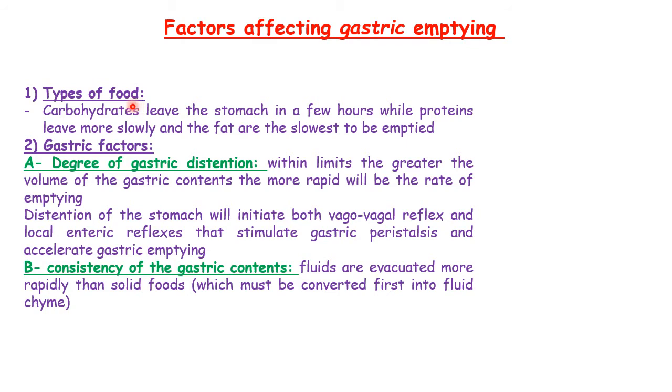So, according to the type of food, carbohydrates are emptied faster than fat and protein, and that's why usually meals that contain protein and fat give satiety for a long time, because it takes much more time to be emptied from the stomach. Then we have the gastric factor. Increasing the gastric distension will increase the gastric emptying. The softer the food, the faster the gastric emptying.